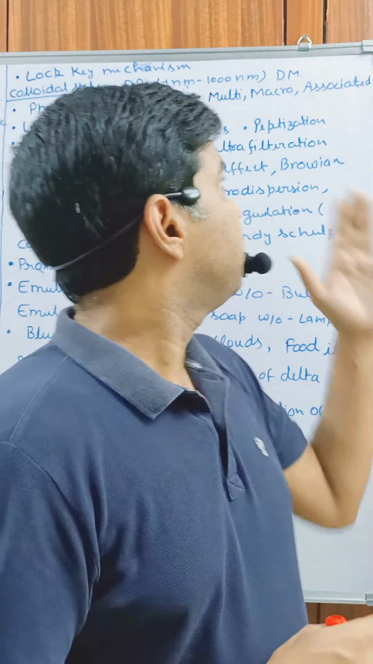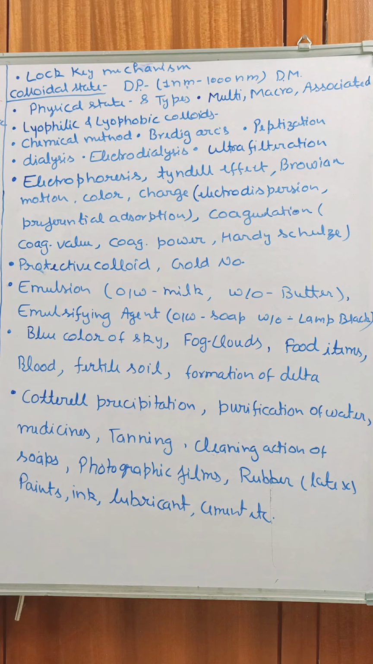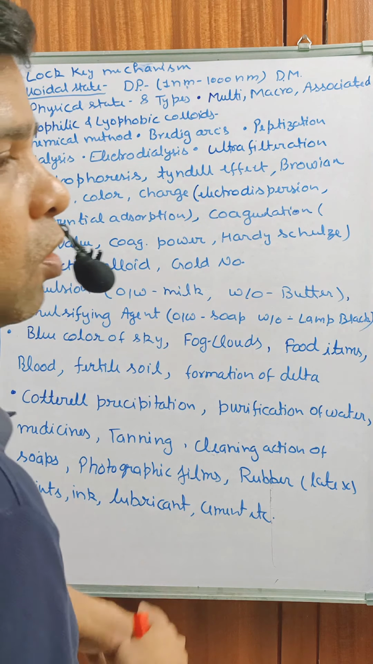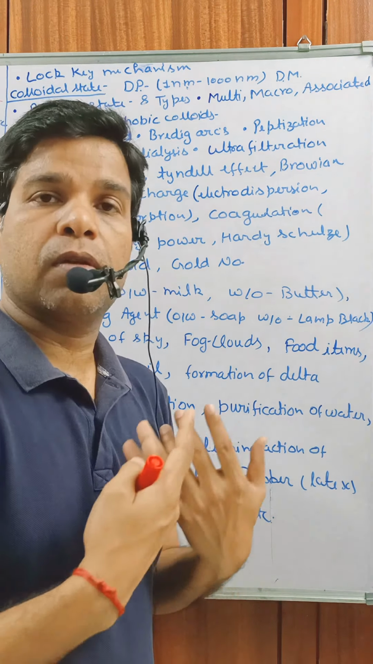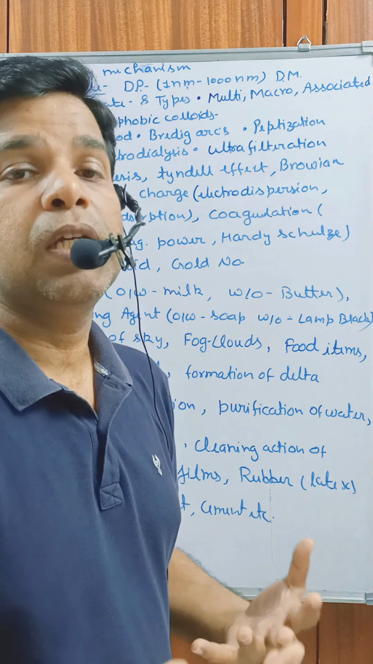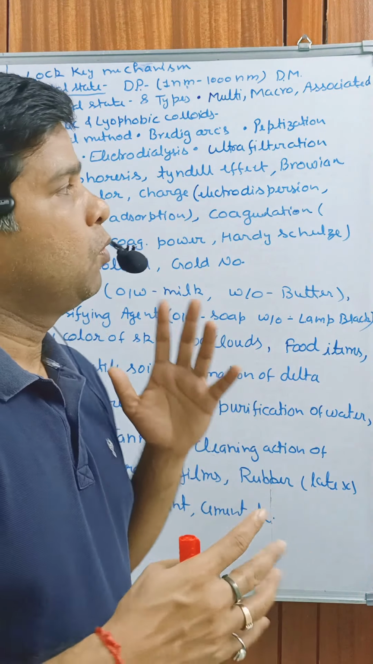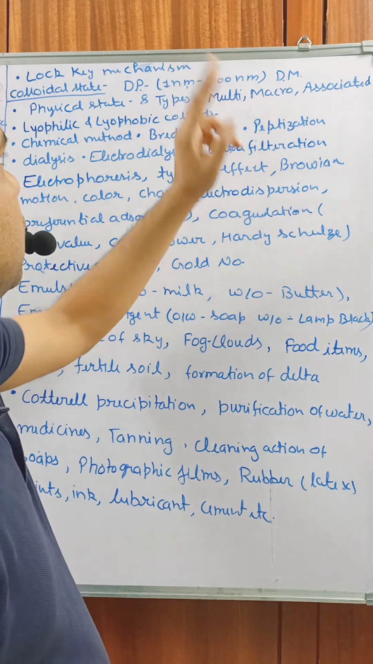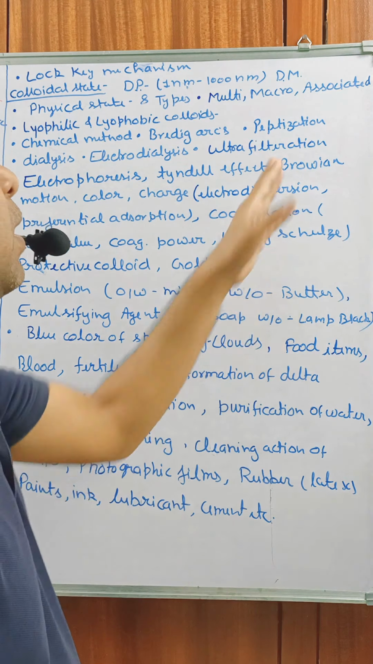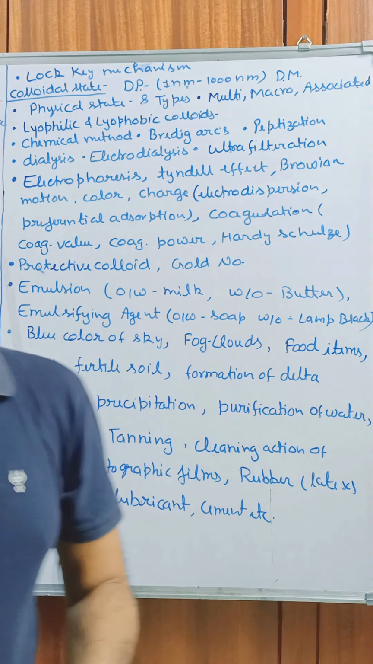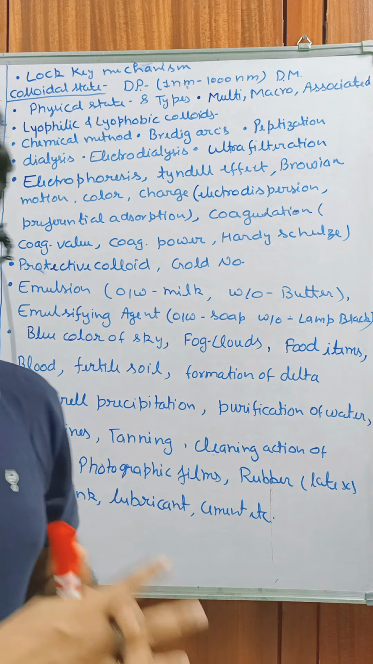Then macromolecular: a single molecule is big enough to give a particle in the colloidal range, like particles of starch, cellulose, and protein. These are big enough; a single molecule can exist in the colloidal range. Then associated colloidal system, this is especially used for soaps and detergents.